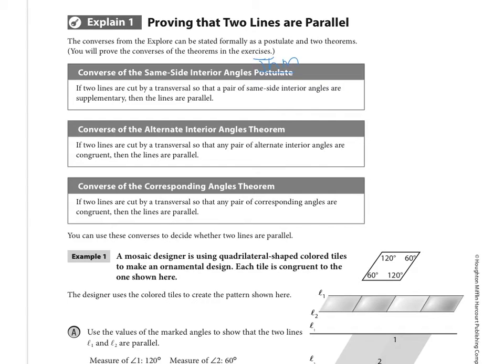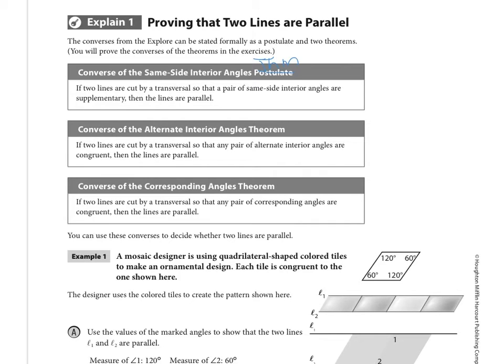And that says if two lines are cut by a transversal so that a pair of same side interior angles are supplementary, which is the relationship that we know holds true if the lines are parallel, here in the converse we're reversing it. So if we start by knowing the angles are supplementary, same side interior angles, then the lines are parallel.